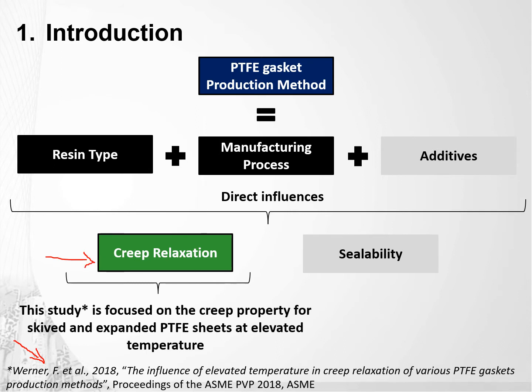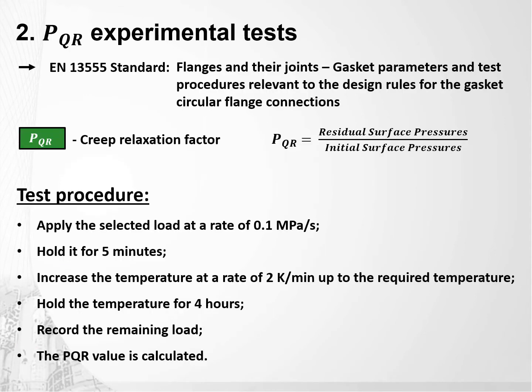Creep, sometimes called cold flow, is the tendency of a solid material to deform under the influence of mechanical stress. Creep leads to a decrease of gasket installation stress and consequently an increase in the risk of leakage. But how can we measure creep? EN 13555 is a standard that describes multiple test procedures for evaluation of gasket parameters, including creep.